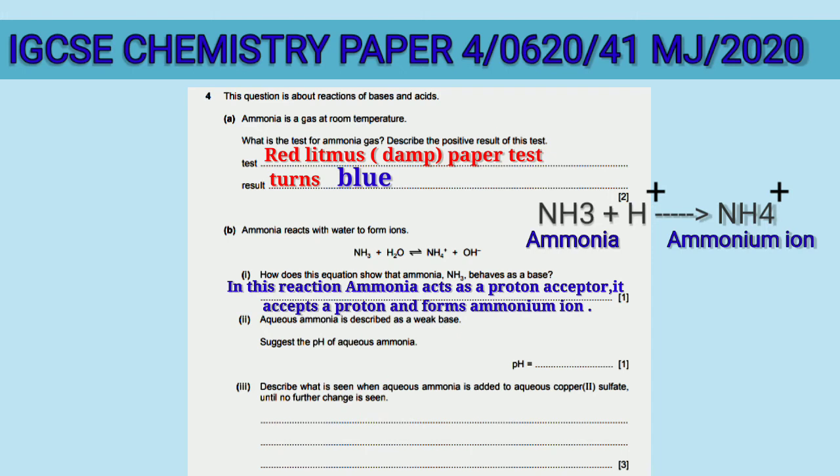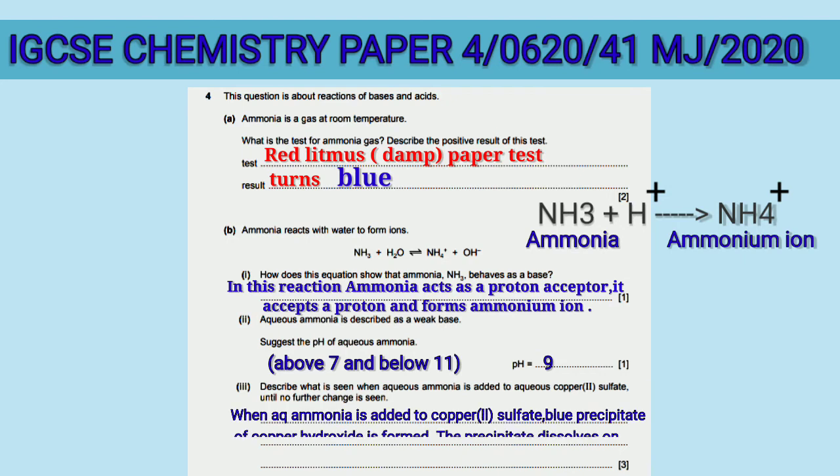Next question B2. Aqueous ammonia is described as a weak base. Suggest the pH of aqueous ammonia. Since aqueous ammonia is a weak base, its pH value will be above 7 and below 11. We will give it a specific value of 9 pH. Next question, question B3. Describe what is seen when aqueous ammonia is added to aqueous copper 2 sulfate until no further change is seen. When aqueous ammonia is added to copper 2 sulfate, blue precipitate of copper hydroxide is formed. The precipitate dissolves on further addition of aqueous ammonia and blue solution remains.